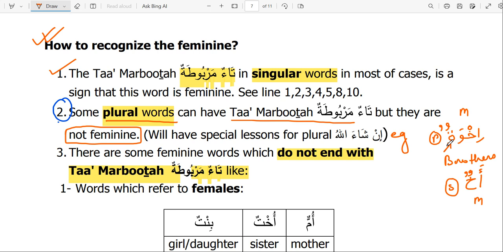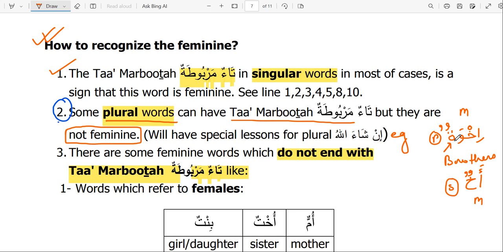It may seem very difficult or very confusing that I've been learning until now that feminine nouns have the ta marbuta, but now there are other rules. It will come very slowly. With grammar, you need to be very patient. Each and every detail you should revise, revise and revise. So this is an example of a plural noun with the ta marbuta that is male.